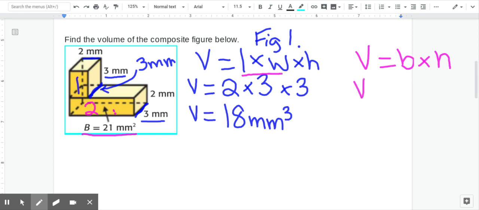We can use our base, which we know is 21 millimeters squared, and multiply it by our height of 2 millimeters, which we were already given. So we can just multiply 21 times 2 for this example, and we get our final volume for figure 2 of 42 millimeters cubed.